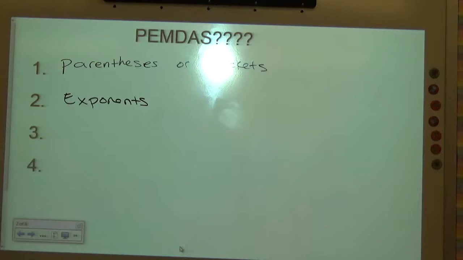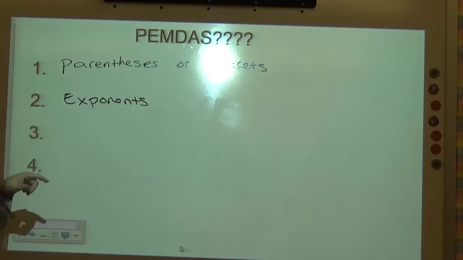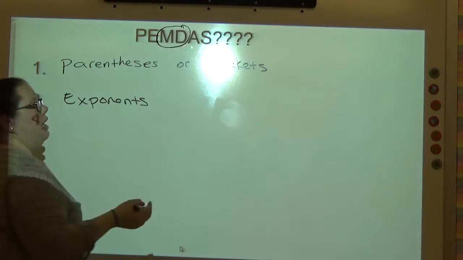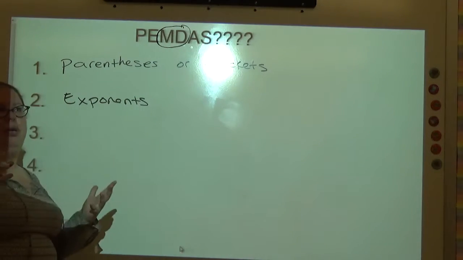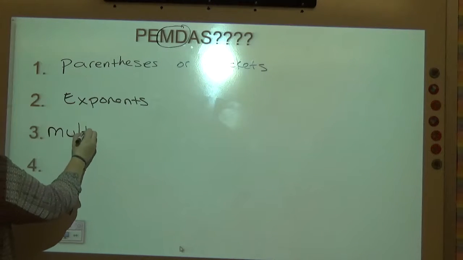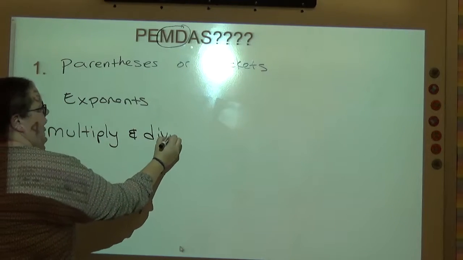Now notice we have 4 letters left, but I'm only writing down 3 steps because the M and the D go together. And that's where a lot of people get thrown off. It's actually multiply and divide from left to right.